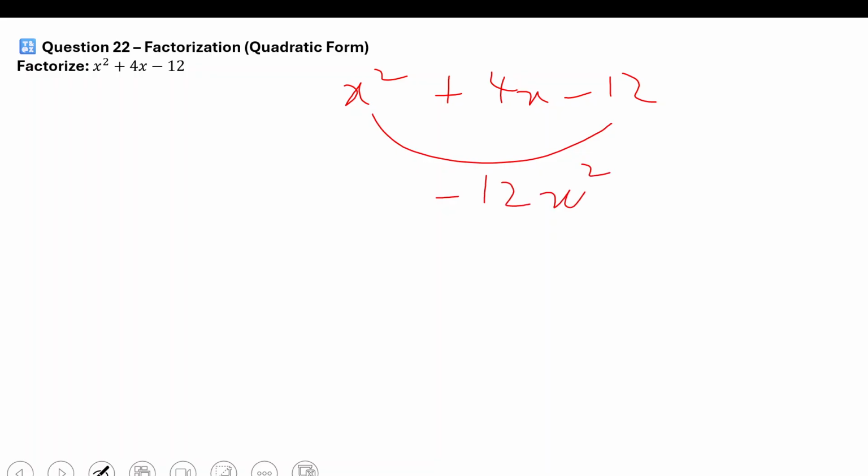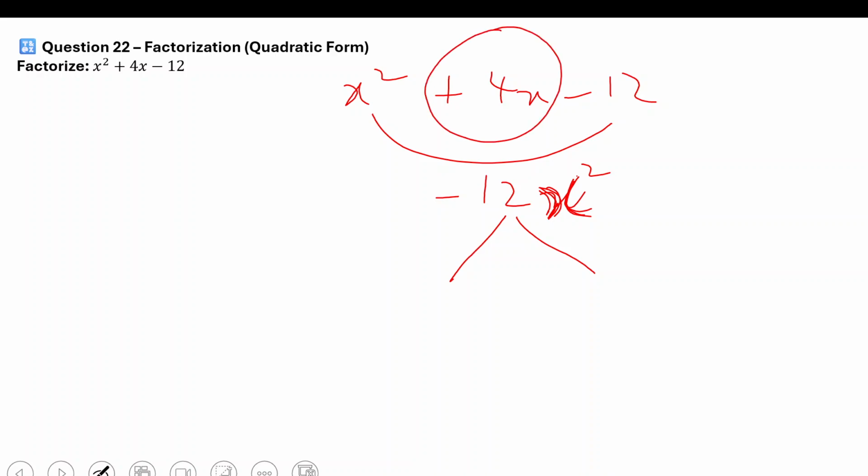Okay, so we have to factorize this equation. So this is, again, x squared plus 4x minus 12. Okay, so I'll multiply first and last term. So x squared times minus 12 is minus 12x squared. So I'm going to look for two numbers such that when I multiply them, they will give me minus 12x squared, and when they add, they will give me the middle term.